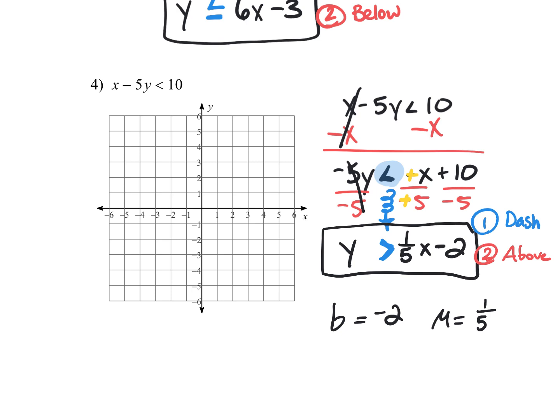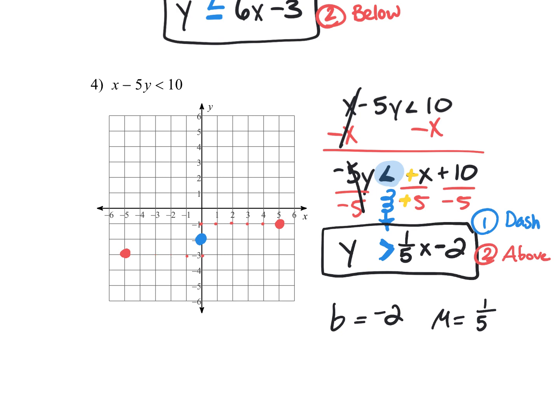All right, you have a dot at negative 2 for your y-intercept. Positive 1/5. It's rise over run. Up 1, run 1, 2, 3, 4, 5. To go in the opposite direction, it would have to be negative 1 over negative 5. So that means down 1 to the left. 1, 2, 3, 4, 5.